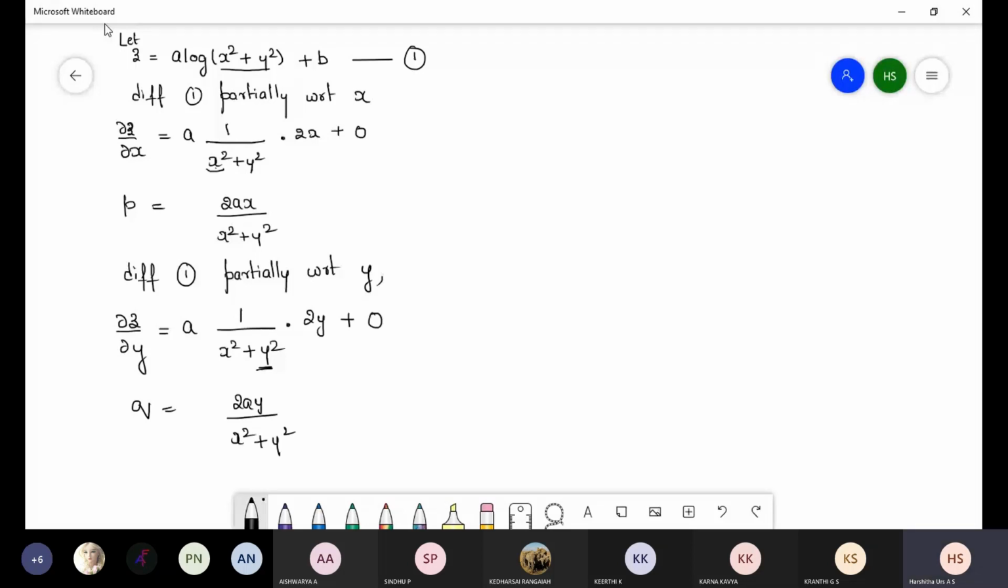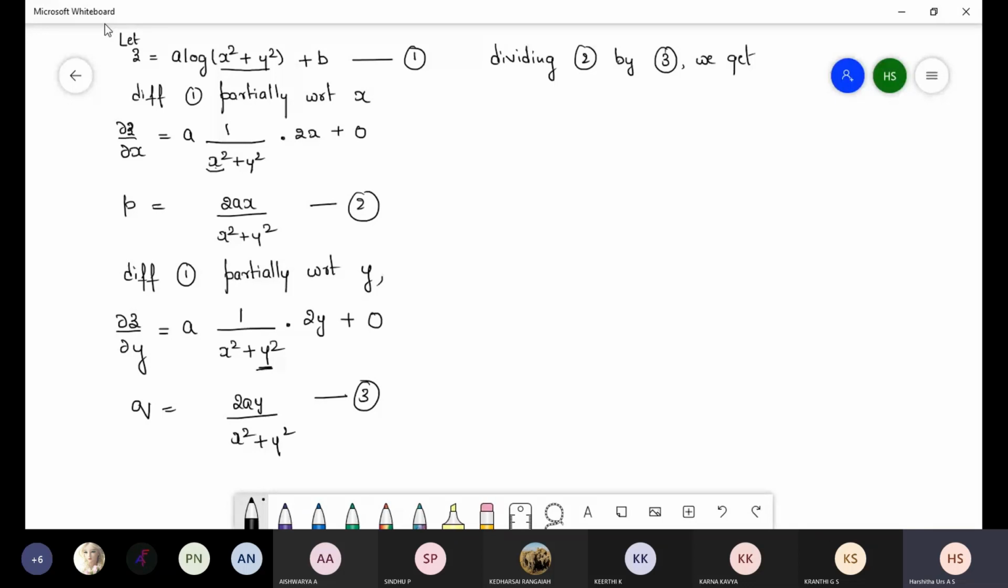Here we can't substitute the value of a because we have to eliminate b. So what we have to do: I call this one equation 2 and this one equation 3. So in that case we have to divide equation 2 by 3.